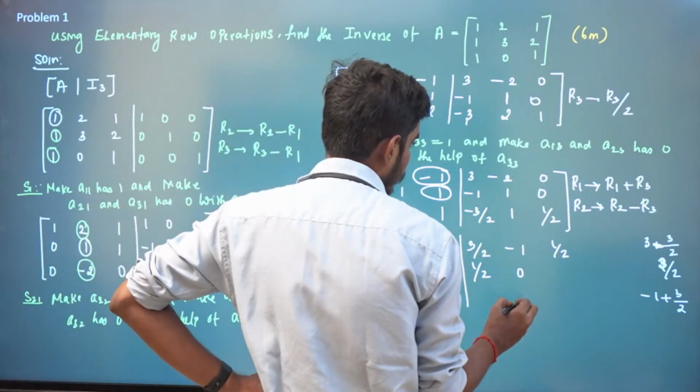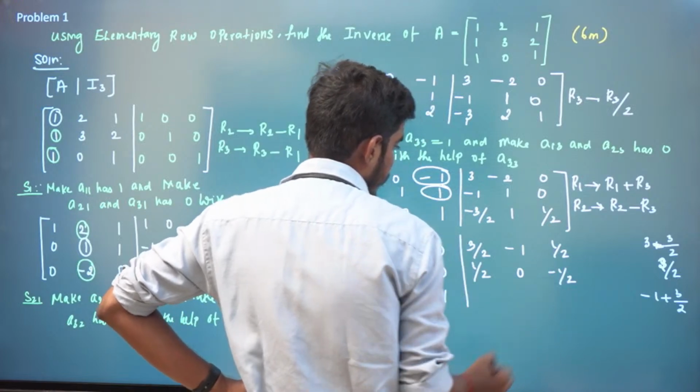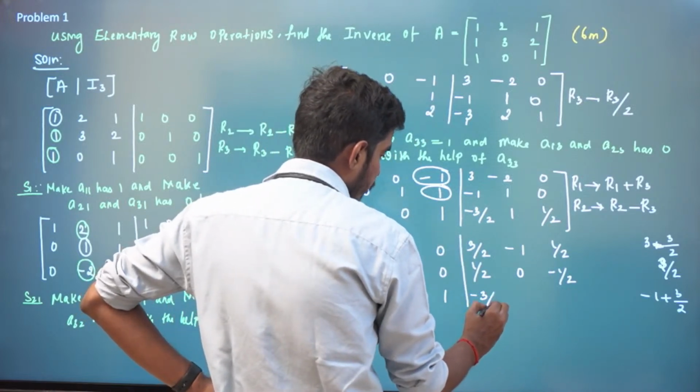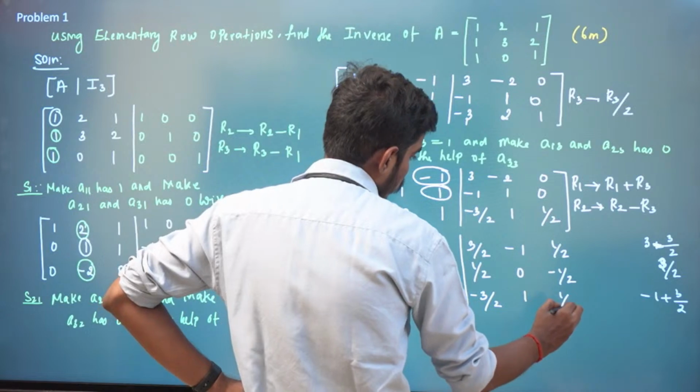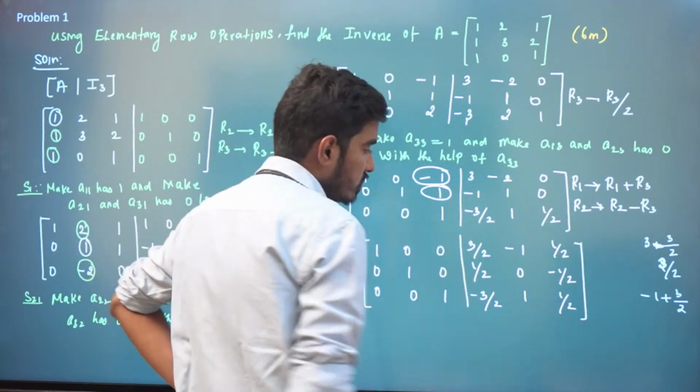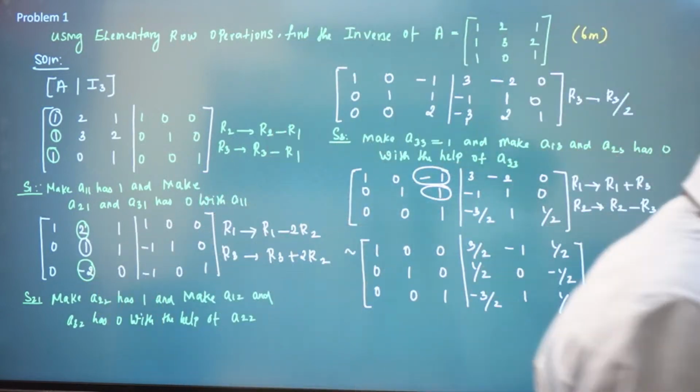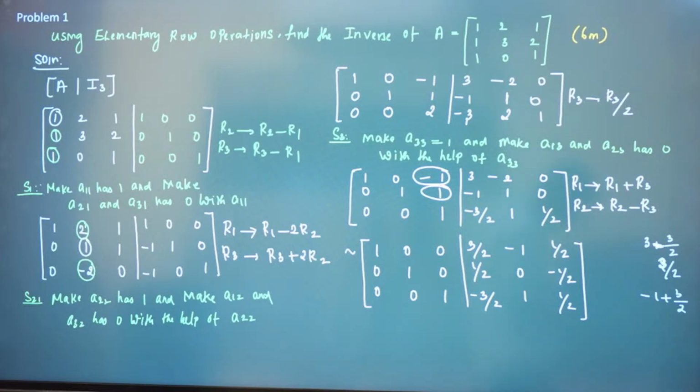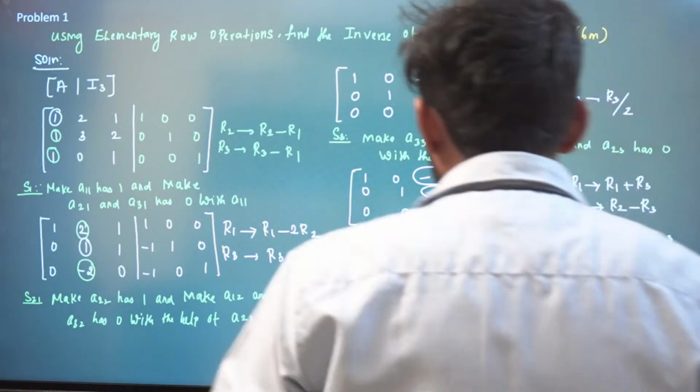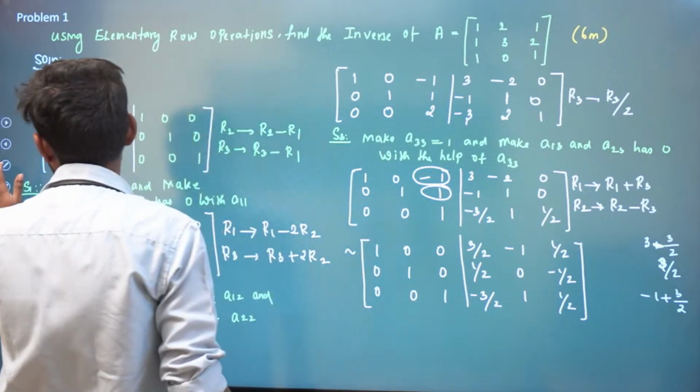So 1 minus 1 is 0. This is 0 minus 1 by 2. And this will remain as it is, minus 3 by 2, 1, 1 by 2. This step is clear. So we can see that we have made the left hand matrix an identity matrix, right? So we have got this matrix to be 3 by 2, minus 1, 1 by 2, 1 by 2, 0, minus 1 by 2, minus 3 by 2, 1, 1 by 2. So this is our inverse for the matrix.